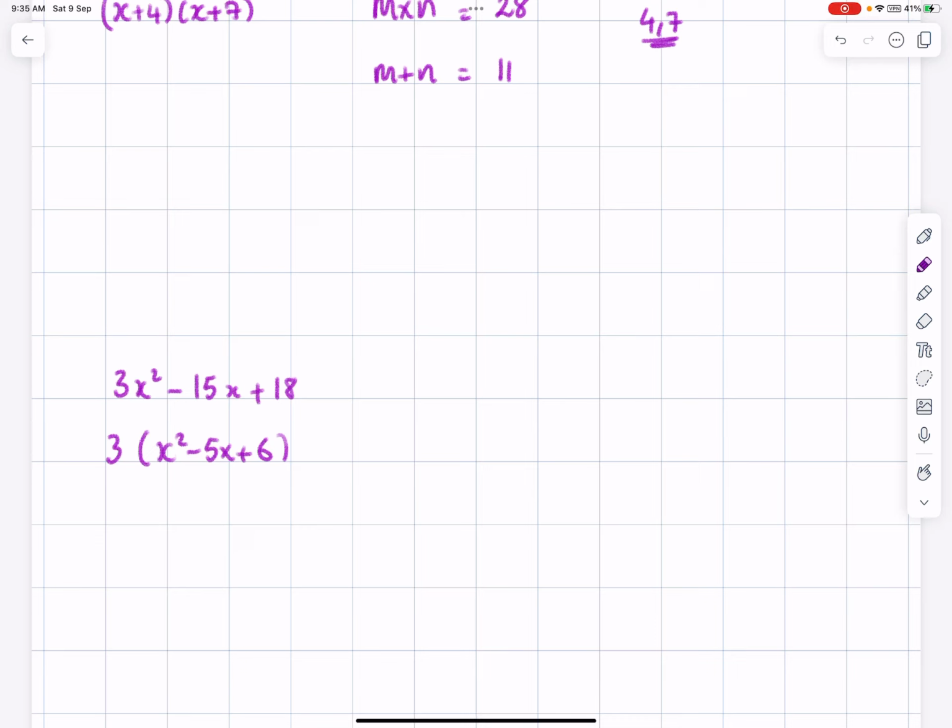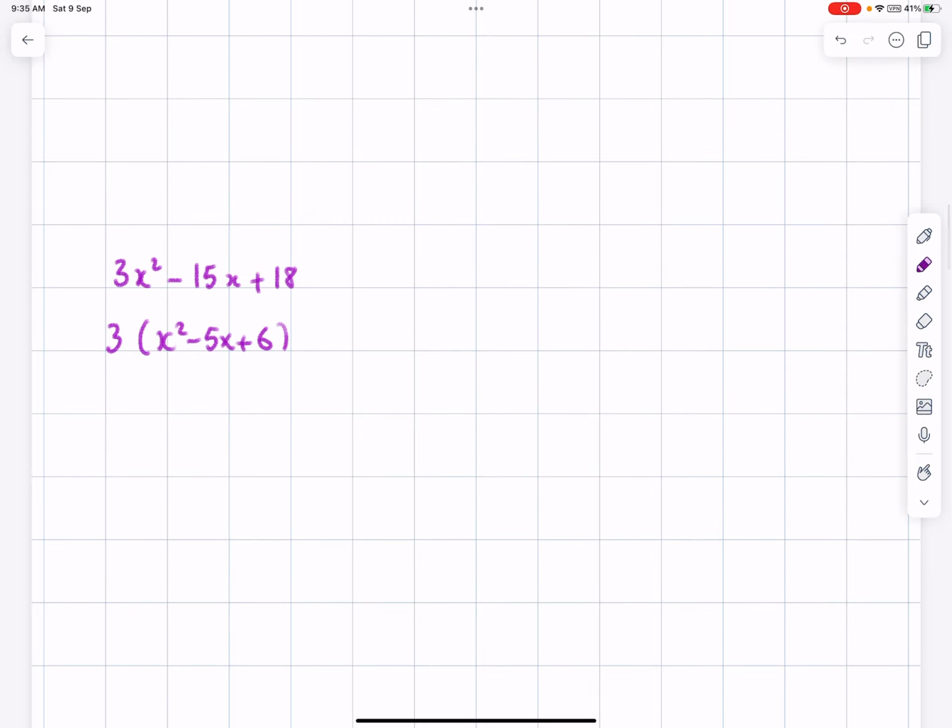Now, I'll try and do it a little bit quicker here, even though there's a minus in there. I'm looking for two numbers that multiply together to make 6, but that add together to make minus 5. The numbers that multiply together to make 6 we had just a minute ago: 1 and 6 or 2 and 3. But if they've got to add together to make minus 5, it must be minus 1 and minus 6 or minus 2 and minus 3. The only pairing there that adds together to make minus 5 as well is minus 2, minus 3.